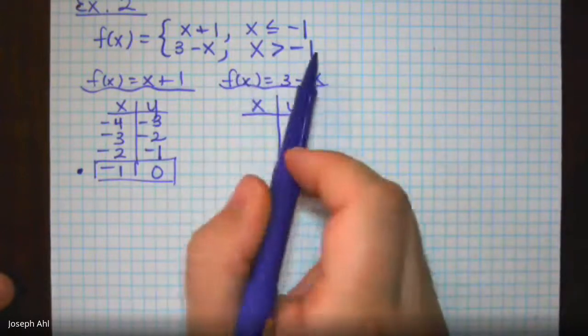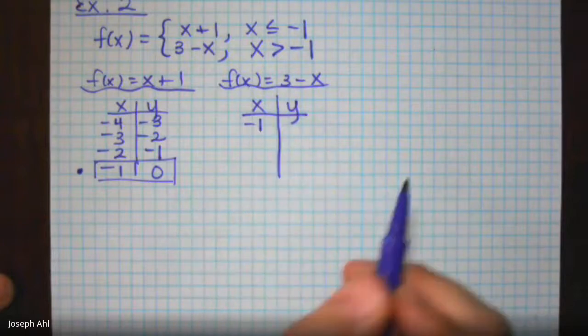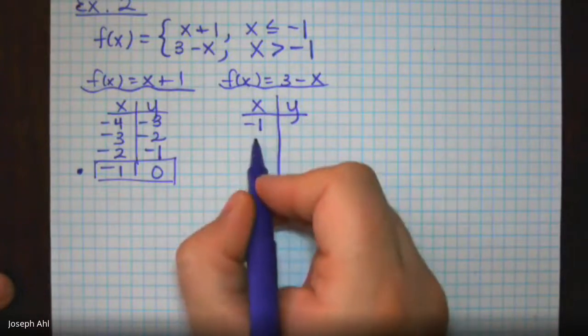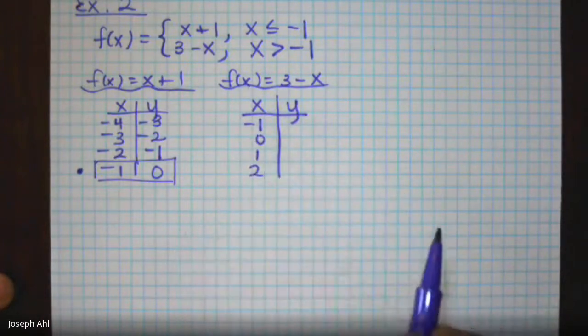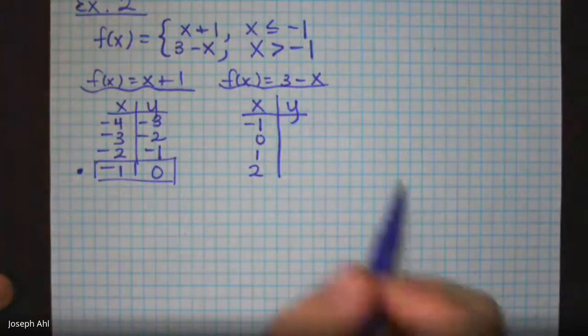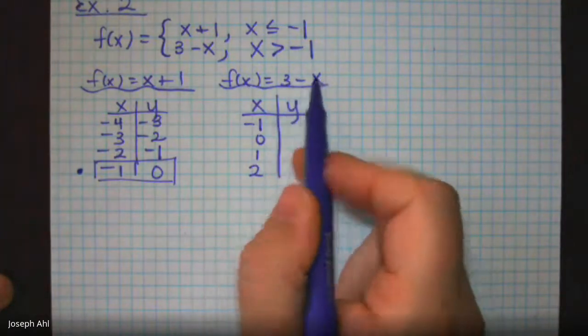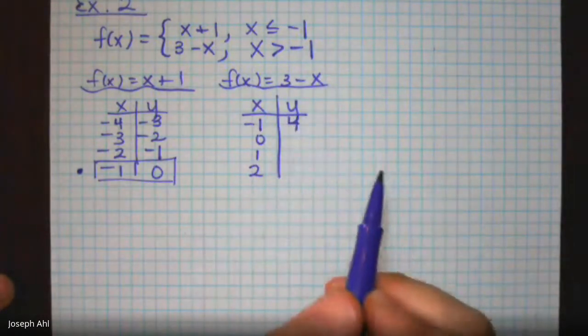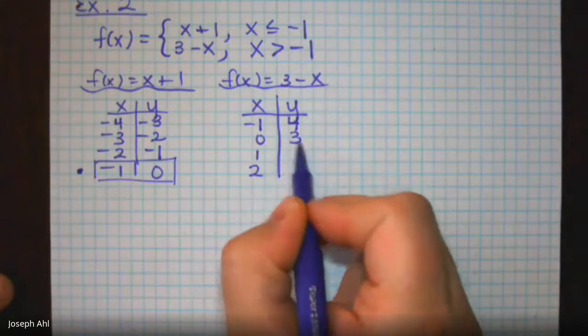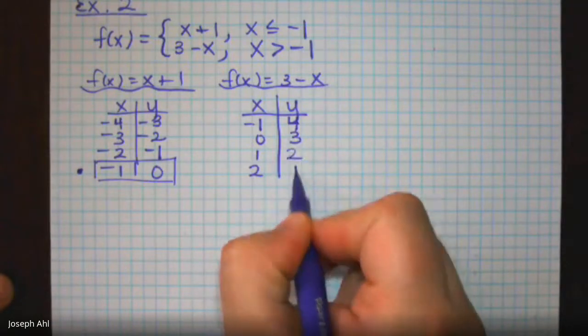So now I want to pick values of x that are greater than -1. Notice how I'm still going to start by plugging in -1, but then maybe I'll plug in 0, 1, and 2. So 3 minus a -1 is +4. Just be careful with that. 3 minus 0 is 3. 3 minus 1 is 2. 3 minus 2 is 1.